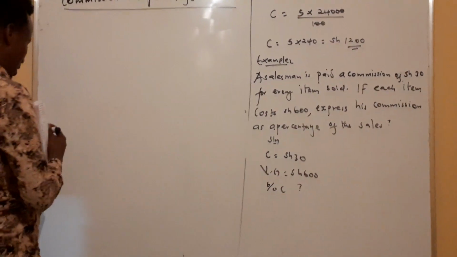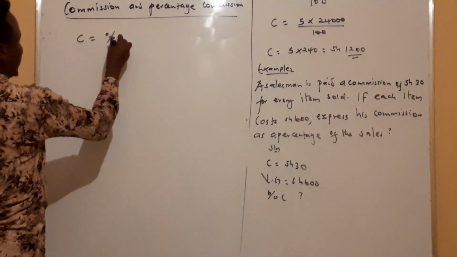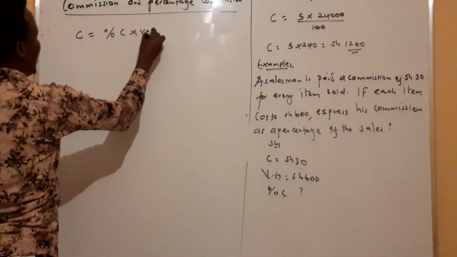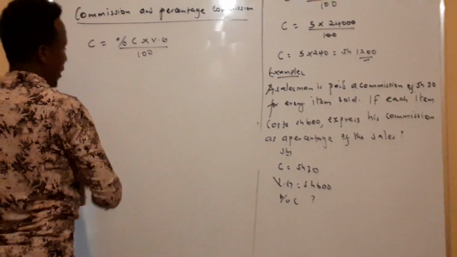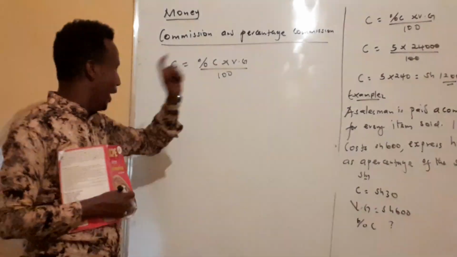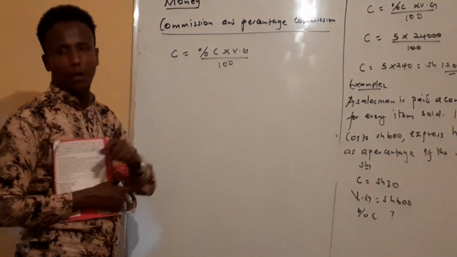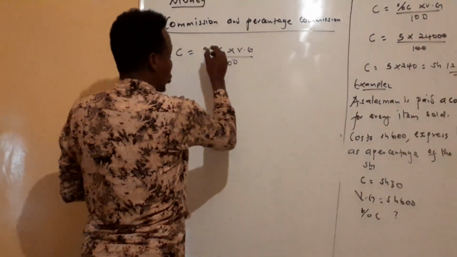Let's write the formula. The formula was: commission is equal to percentage commission times value of goods over 100. But this time we are expected to get the percentage commission. If you have a formula that contains a numerator, first you multiply both sides by the numerator. You want to get percentage commission.